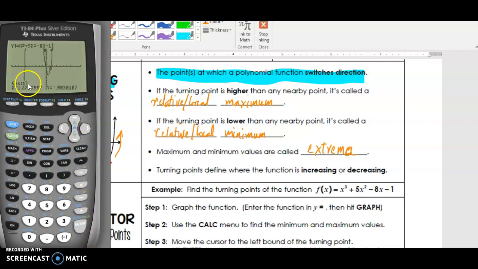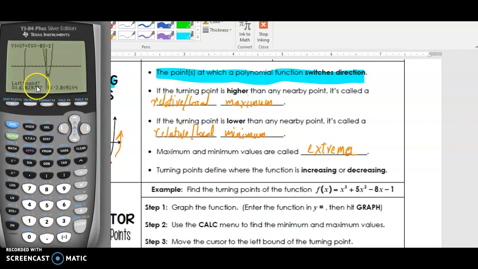And it says, should I guess? And I would say yes, please guess the value. And you will get the values right here. And so you would repeat the process for the relative maximum. So you would do second and trace, and you would go to the fourth option or directly enter 4.